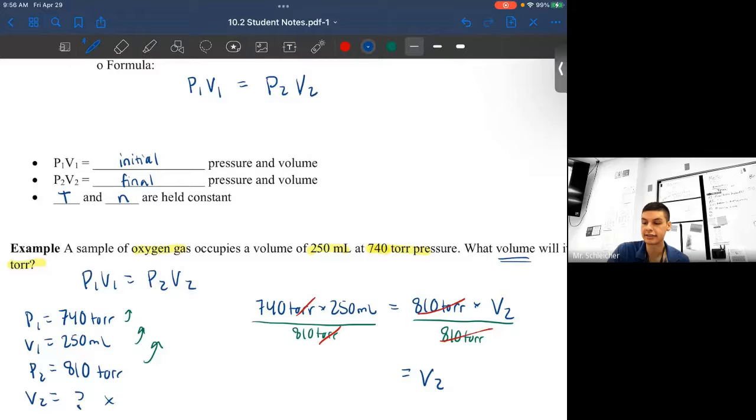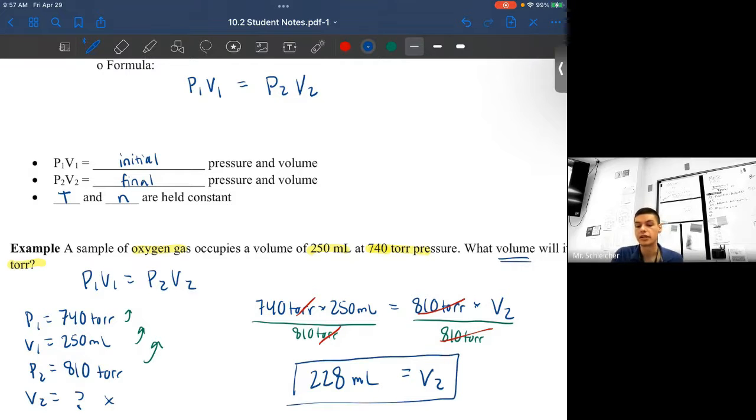Okay, and that gets us something like 228. And what unit is left over here? Milliliters. So that makes sense because that's a unit of volume that we were using. So just to double check your work, it helps to kind of zoom out a bit and think about the relationship. It looks like the pressure went up a little bit, so I'm thinking the volume is supposed to go down a little bit. It looks like the volume started at 250 and ended up at 228. So that makes sense. The answer makes sense. So I'm at peace with it.